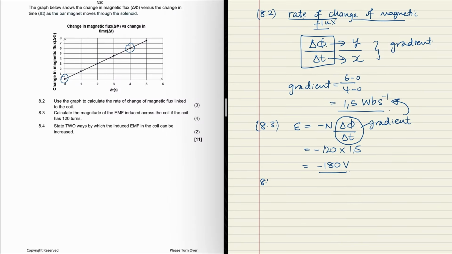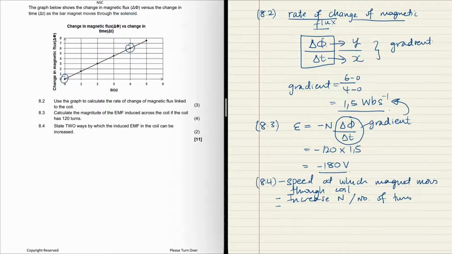Question 8.4. This is a theory question. State 2 ways by which the induced EMF in the coil can be increased. So you increase the speed at which the magnet moves through the coil. You can also increase the number of turns, so increase N or number of turns.